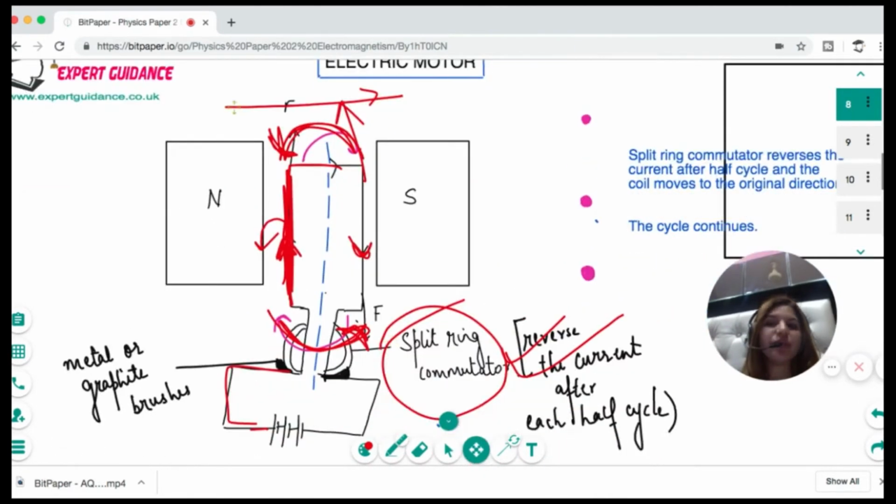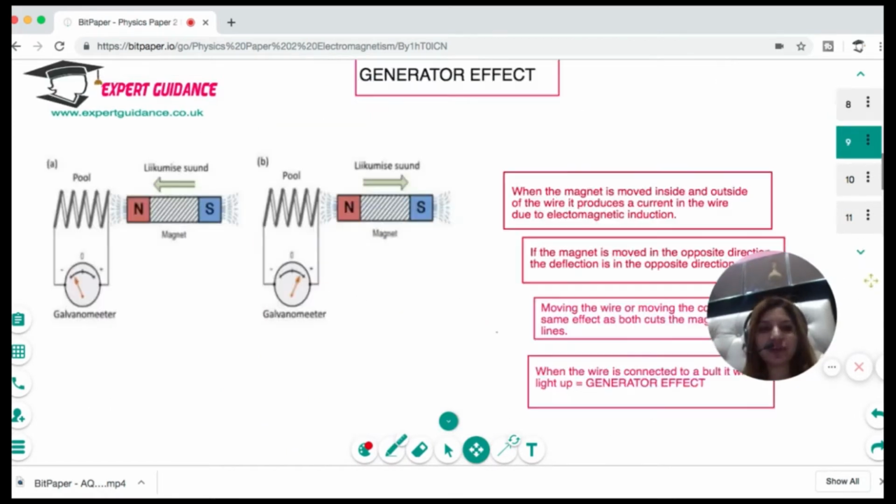Make sure you are able to draw this, and explain how the coil of the motor will rotate using Fleming's left-hand rule. Now let us see what the generator effect is. Up till now we have seen that if you have a current, you can generate a magnetic field. If you have the magnetic field and the current, you can get the force. Now what we will be doing is using the magnet and producing the current. This is the generator effect.